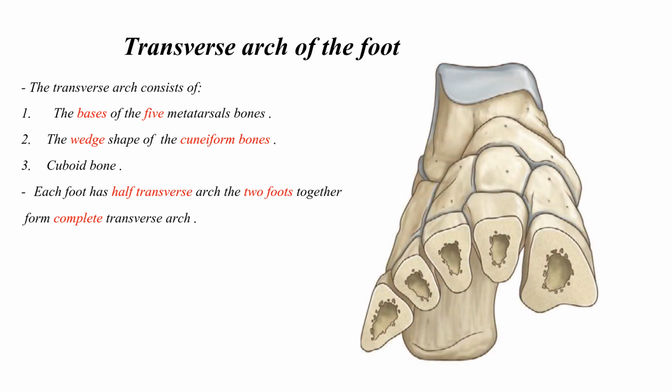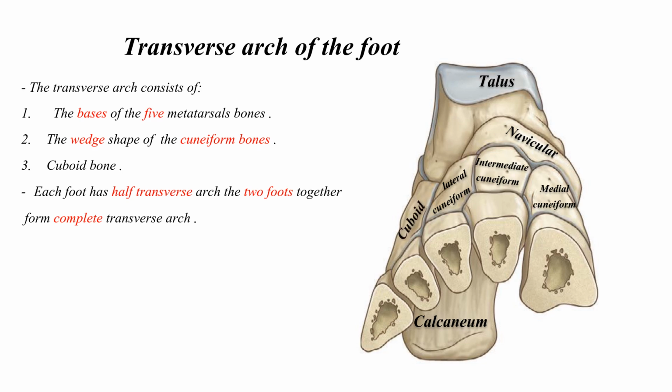This is the cross section through the right foot. This is the coronal section. This is the calcaneum and the talus superiorly. This is a navicular bone. This is the medial cuneiform, the intermediate cuneiform, and the lateral cuneiform. The wedge shape of those bones contributes greatly to the formation and maintenance of the transverse arch of the foot.